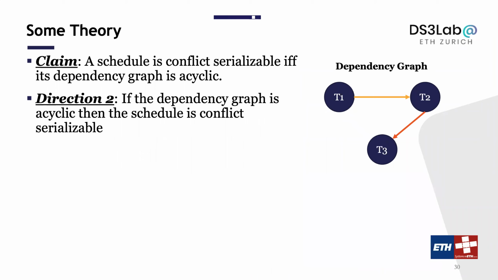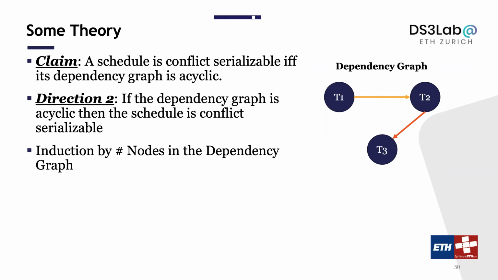And the second direction that you want to prove is, if you give me a dependency graph that is acyclic, then the schedule is conflict serializable. This is much easier to prove. How to prove that? You do induction on the number of nodes in the dependency graph. You first assume that if you give me a dependency graph with k different transactions, this is true, and then I prove that if you have k+1 transactions, this is still true.